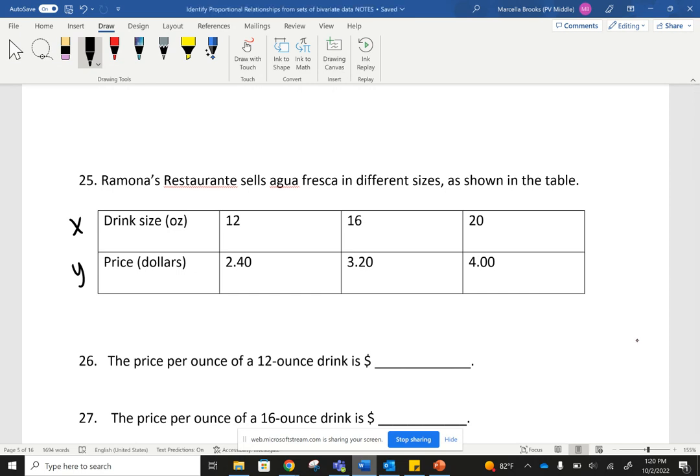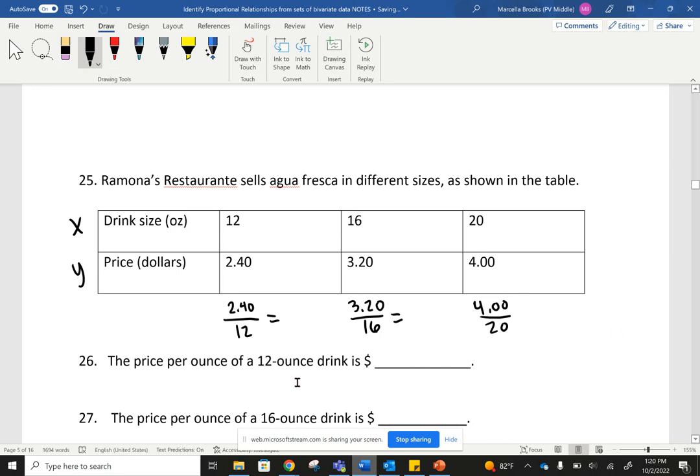sizes. So 12 ounces, we're putting our Y value, which is 240, over 12. So $2.40 for 12 ounces. We have $3.20 for 16 ounces. We have $4 for 20 ounces. So we're going to put that in our calculator and see what comes up.